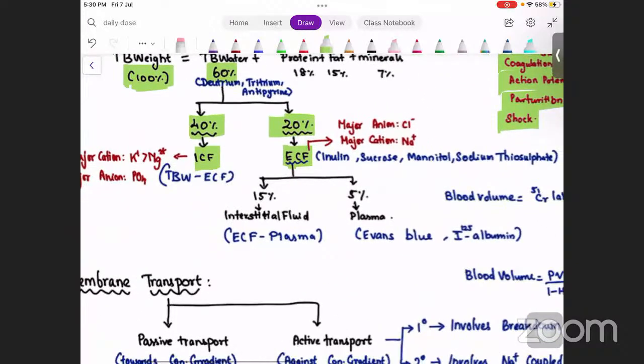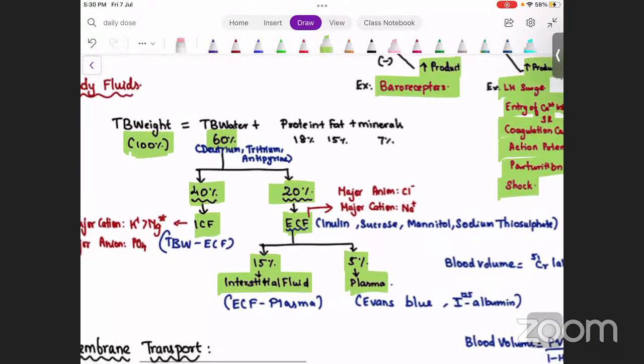Out of this 20% of ECF, 15% is your interstitial fluid and 5% is your plasma. So you know the weightage now. 100% is body weight. Among it, 60% is your body water. Out of that, 40 is intracellular and 20 is extracellular. Out of that 20, 15 is interstitial and 5% is plasma. You knew that. Now, what are the things they may ask you in the FMGE?